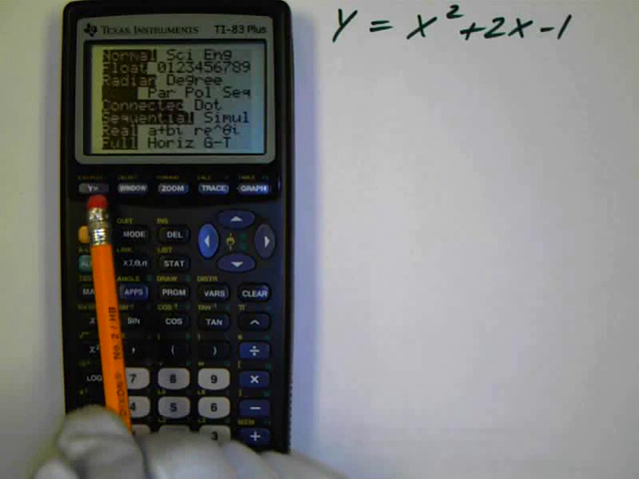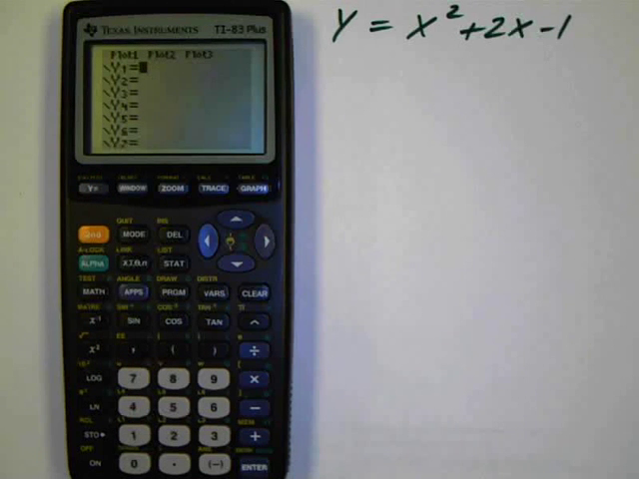So now let's graph this. We go to Y, this Y up here, and this is our graphing section, and we just put the value in. We've got x squared, so we put x, and then there's a little square down here, so I hit that to put the square on it, plus 2x minus 1. And there we go, and we're ready to graph.